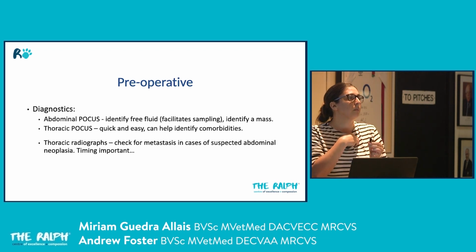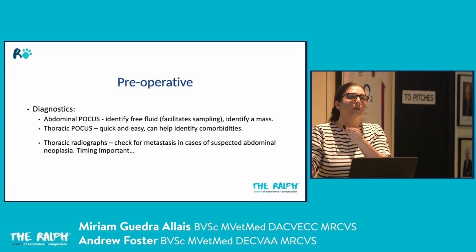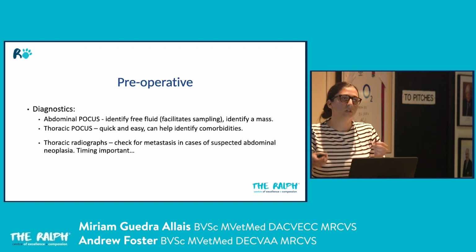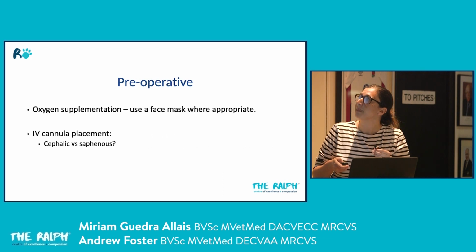If you're really good with your thoracic POCUS and look at the heart, sometimes you can see a right atrial mass. So maybe that information is good to feed back to the carer, like, well, listen, your dog has an abdominal mass, but also has bleeding in the chest. There's a suspicious mass in the heart. Do you still want to go to surgery? I think that's a good question to ask.